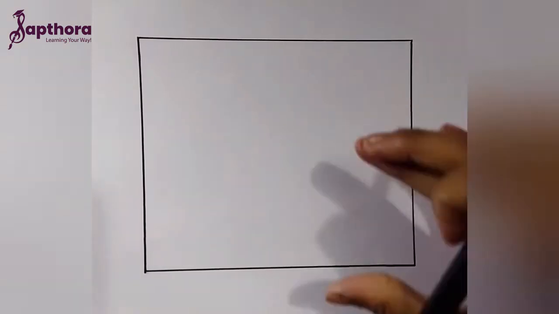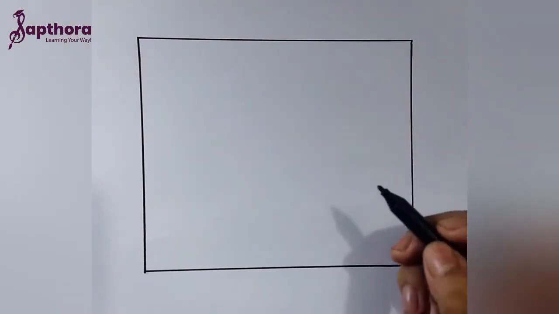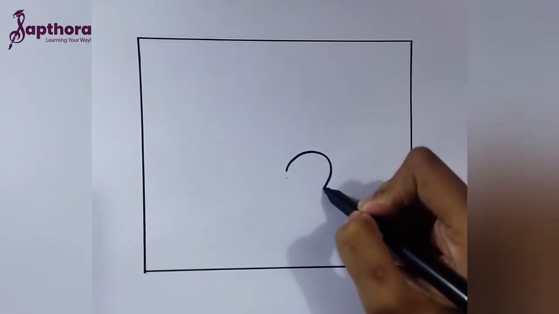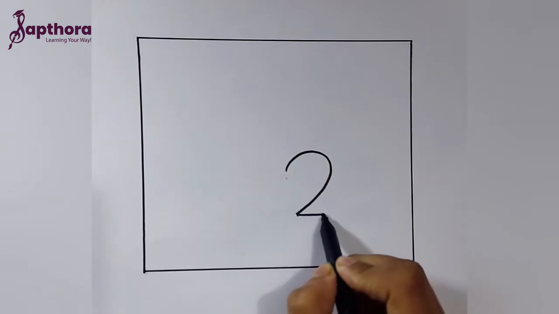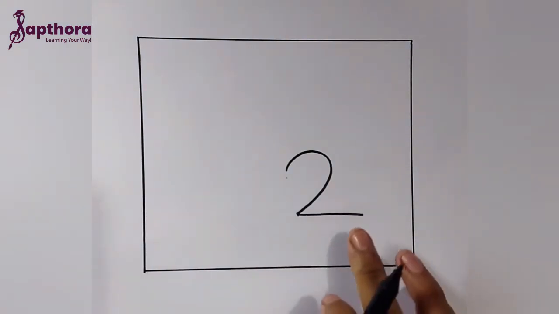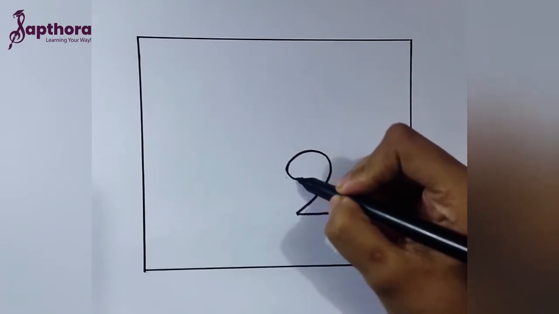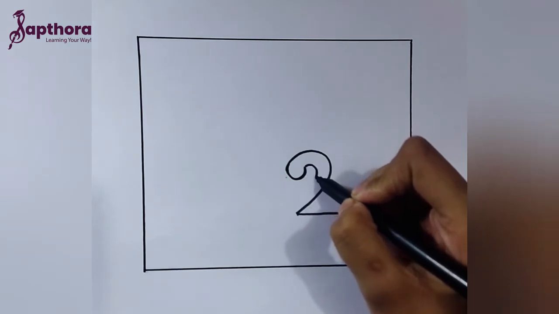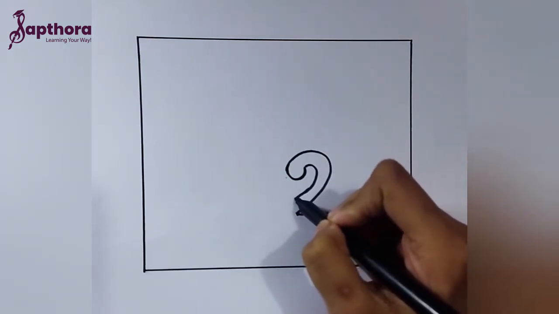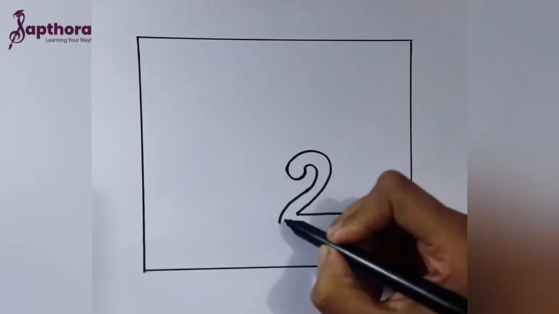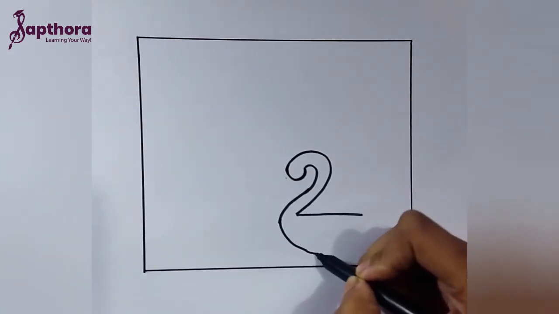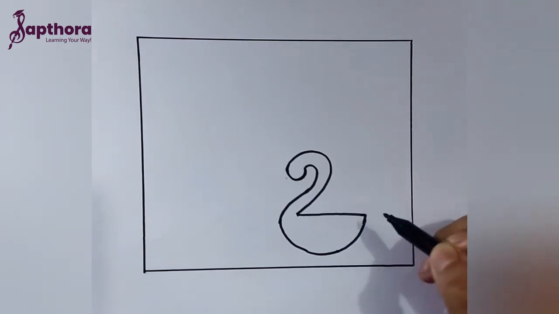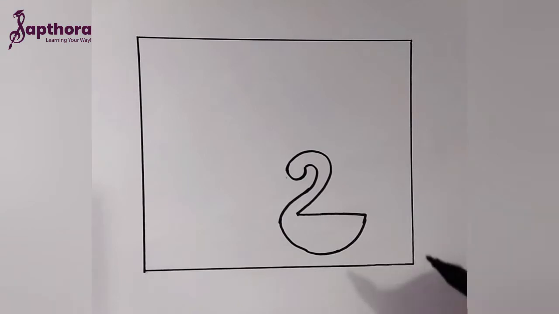So the very first number we are going to use is the number 2. We are going to create a duck by using the number 2. So for that, write a big 2. Then draw a curved line inside, and from the same point draw another curved line, and again a big curved line connecting the other end of the two. So we are done with this.